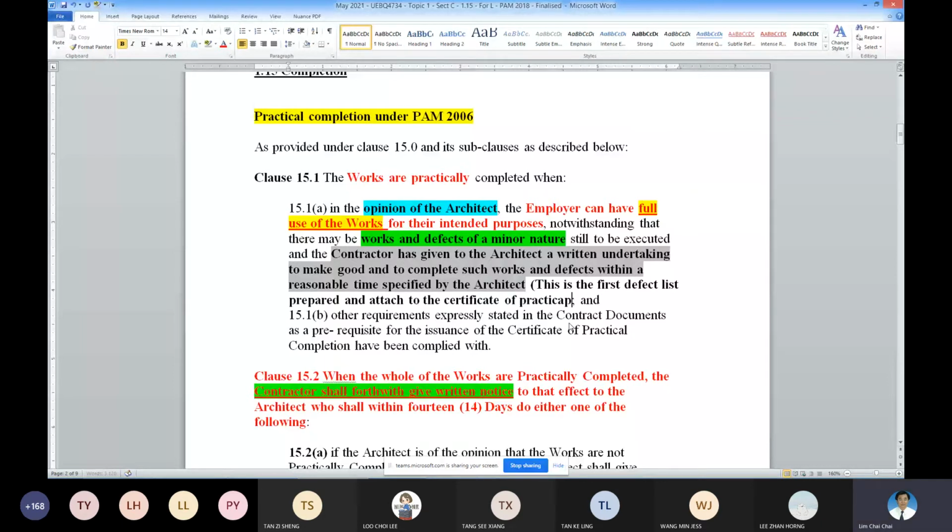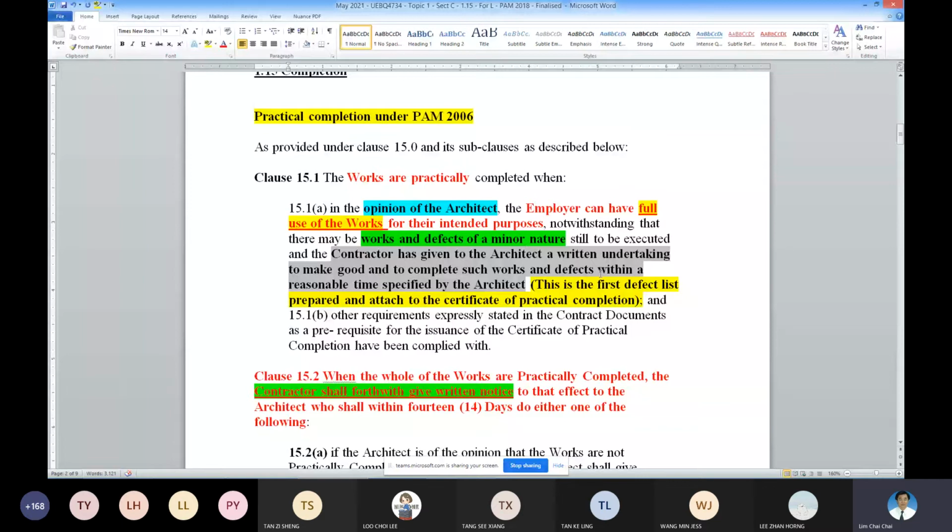So this is a very important item because in order for the architect to issue the certificate of practical completion, more often than not, the work has to be almost 99.99%. But in this case, something less than that is also acceptable. How to get it done? This is a very important step that gives the architect leeway to issue the practical completion certificate on condition the contractor makes a written undertaking to make good within a certain reasonable time.